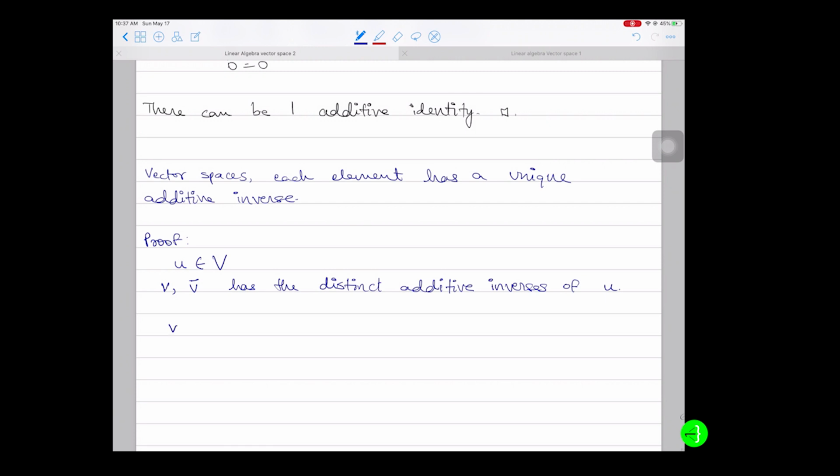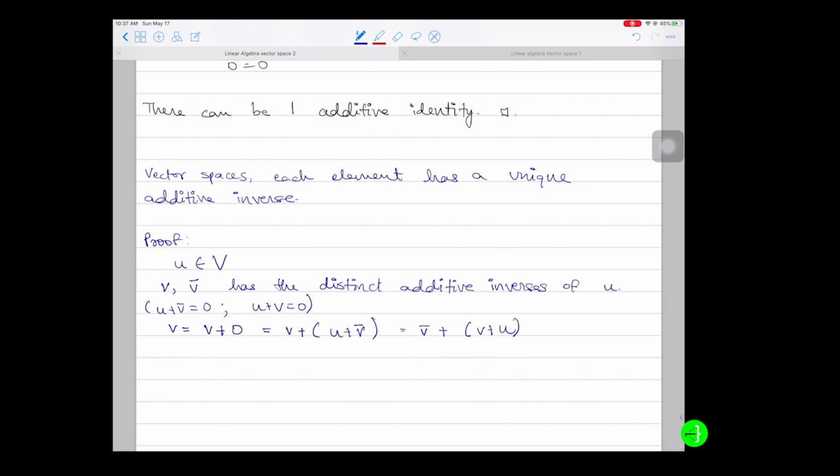Which means that you can write V as V plus 0, and 0 can be written as U plus V bar, because V bar is an additive inverse of U. So one thing we know is that U plus V bar equals 0 and U plus V equals 0, since we are defining it to be the additive inverse of U. So we can write V as V bar plus the sum of U plus V, and we know that the addition is associative for any vector space.